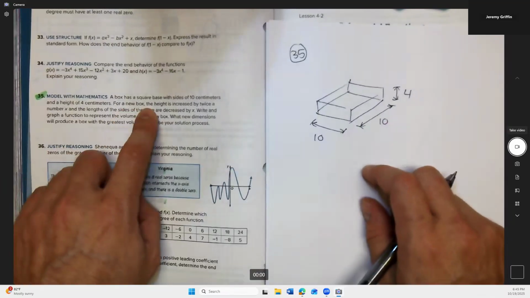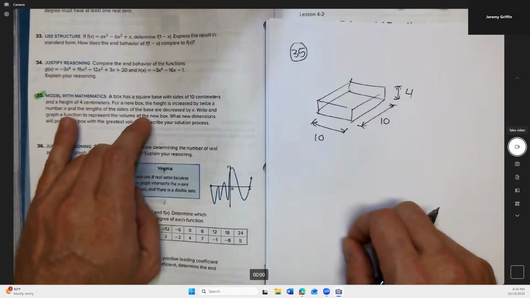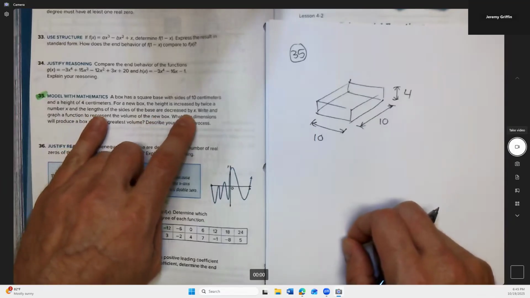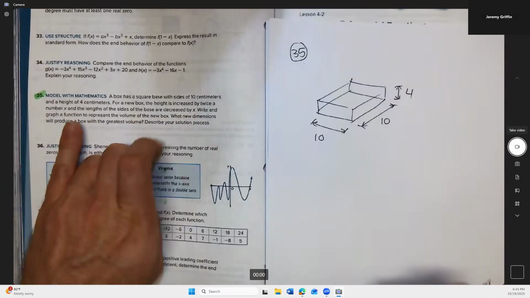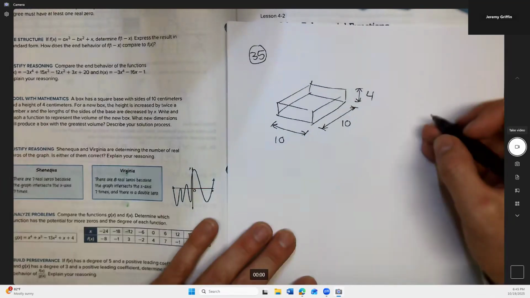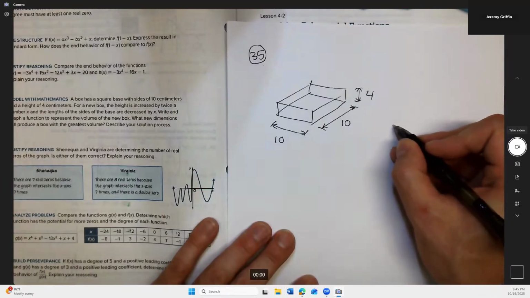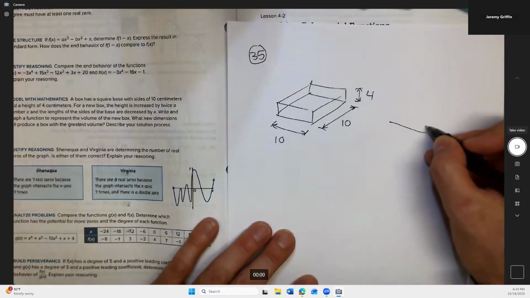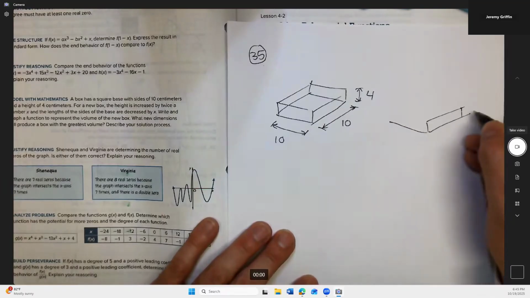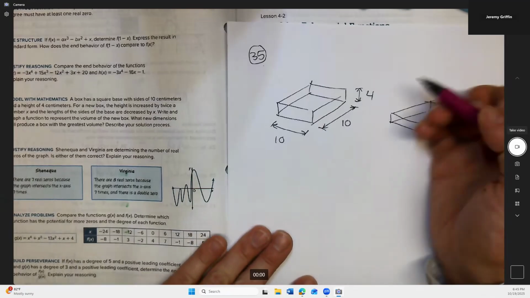For a new box, the height is increased by twice the number x, and the lengths of the sides of the base are decreased by that same x. Write a function to represent the volume of the new box. Well, let's get a picture here. If I start off with that box, I'll try as best I can to replicate that picture. And then, what's the change?